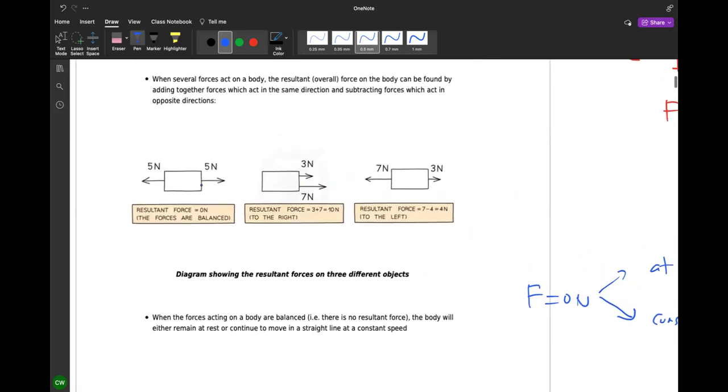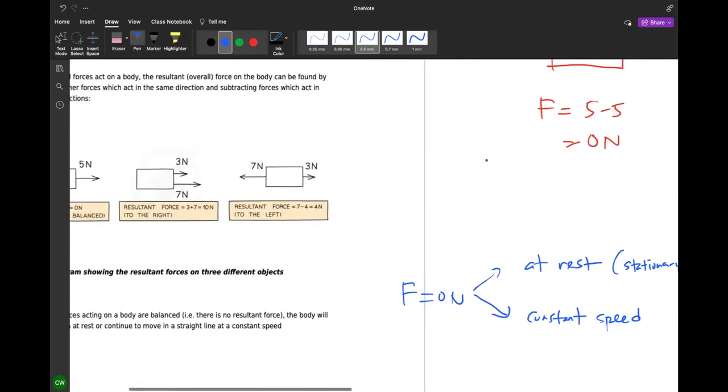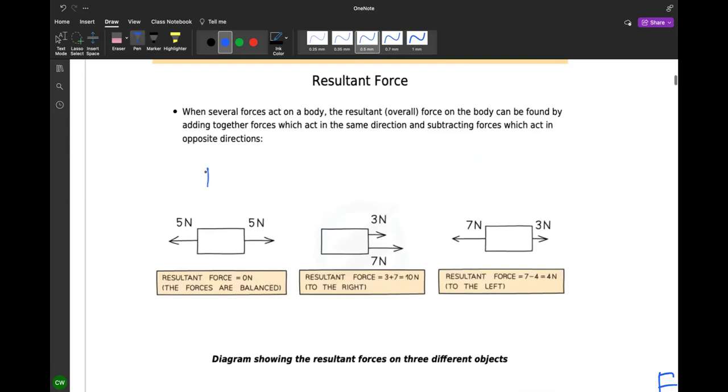Resultant force. So there are 3 cases. Okay, one more time. For this one, the resultant force is going to be 5 minus 5. So this one is 0. If it's 0, it means all balanced. If they are in the same direction, you have to add them up. So this is going to be 10 Newton and it's to the right. If it's opposite direction, you have to minus. Same direction, plus together; opposite direction, minus.